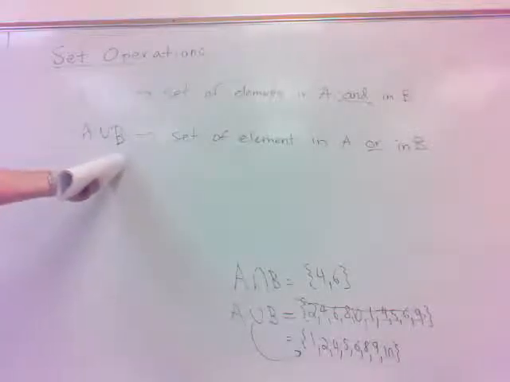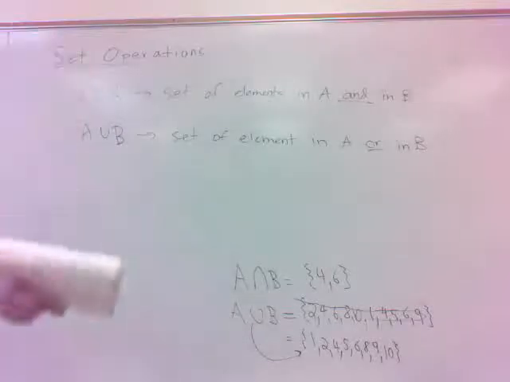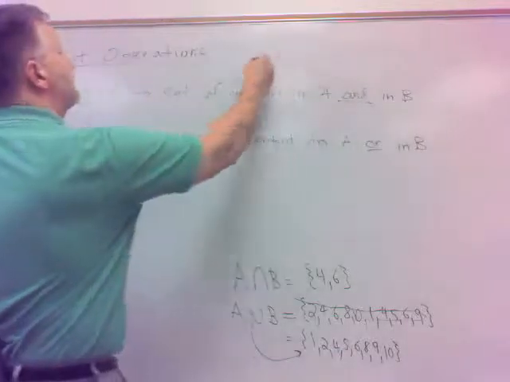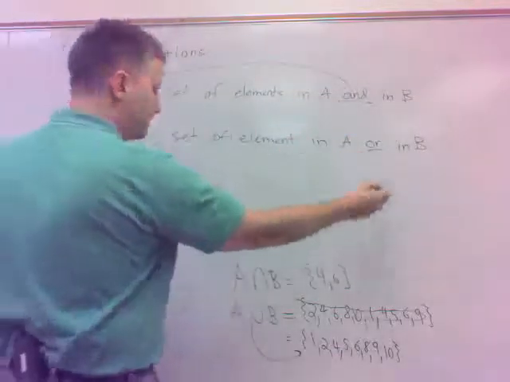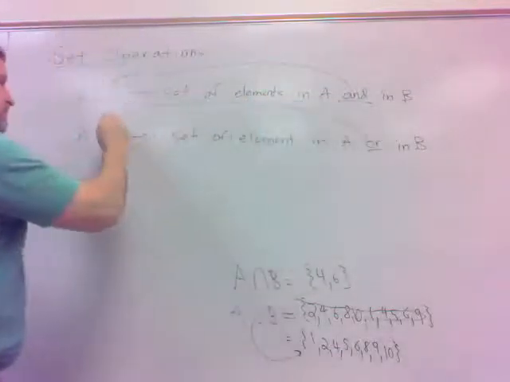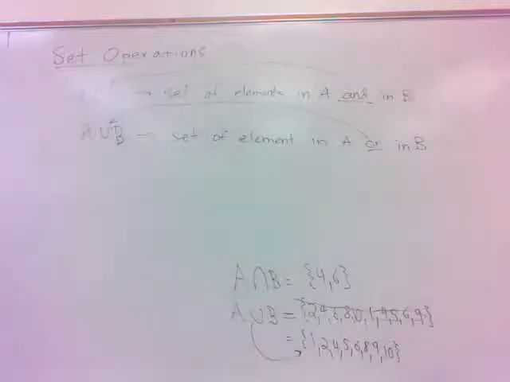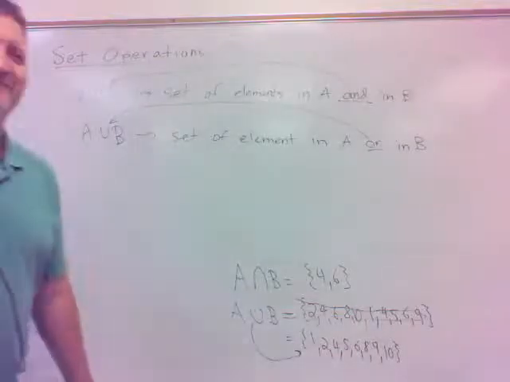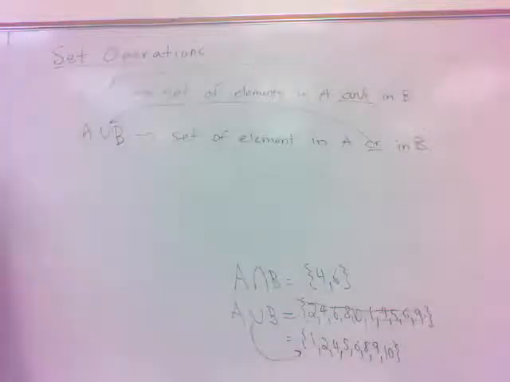For the union, does it have to be in A and in B? No, it could be in A or it could be in B. It doesn't have to be in both. So that's why the word and means intersection and or means union. And that, like I said, will be more significant in our next lecture. But for now, I just wanted to mention it.